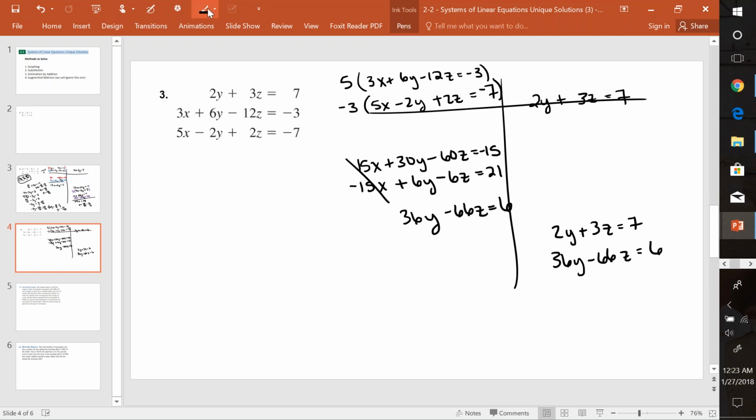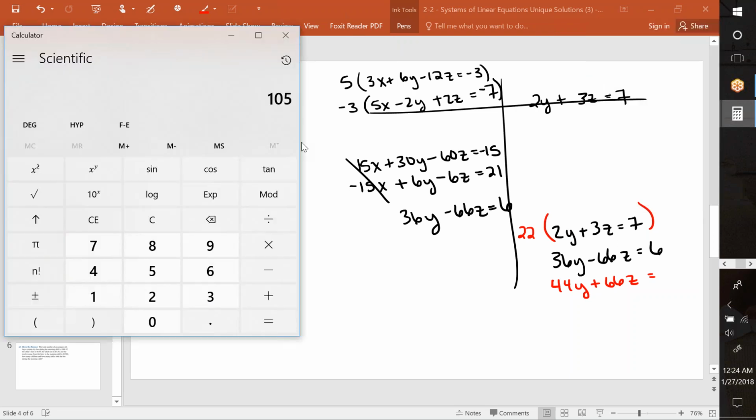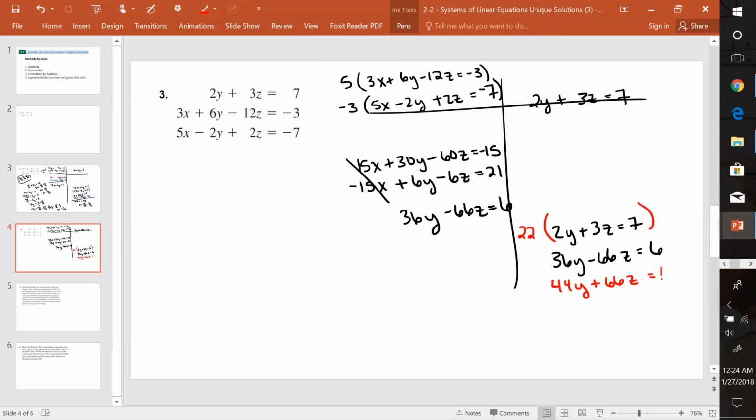You could choose to multiply by whatever you want, but I'm going to cancel out the y. So I'm going to multiply that top equation by actually a 22, because 22 times 3 would be 66, and that would make that cancel with that. So this is going to be 44y plus 66z equals 22 times 7, which we'll do real quick. 22 times 7 is 154.